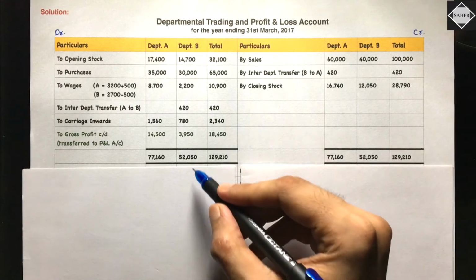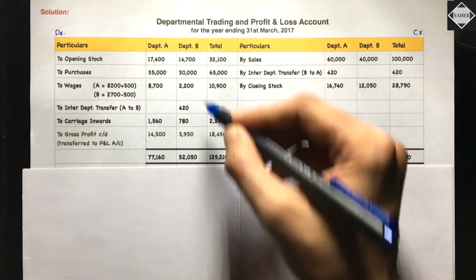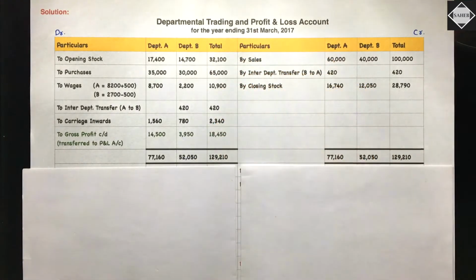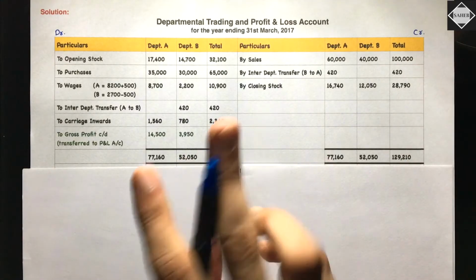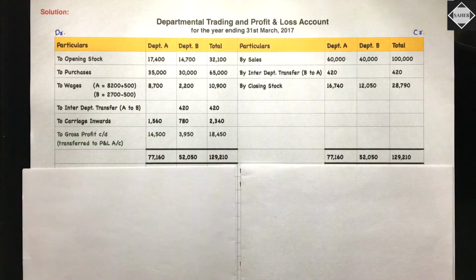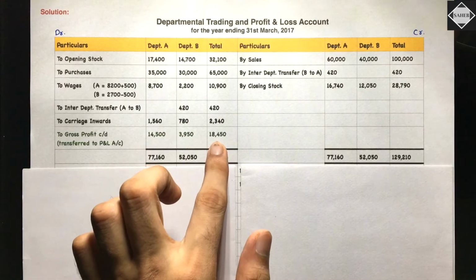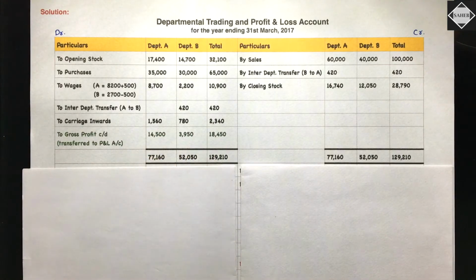This 52,000 will come over here, and then you will take this 52,050 and just go on subtracting all this. That's equal to 3,950. Is that clear? So in both the departments there is gross profit. Then we'll just make a sum of this, 18,450, make a sum of this, that's equal to 1,29,210. The same thing over here also. Is it clear? So trading account is finished.